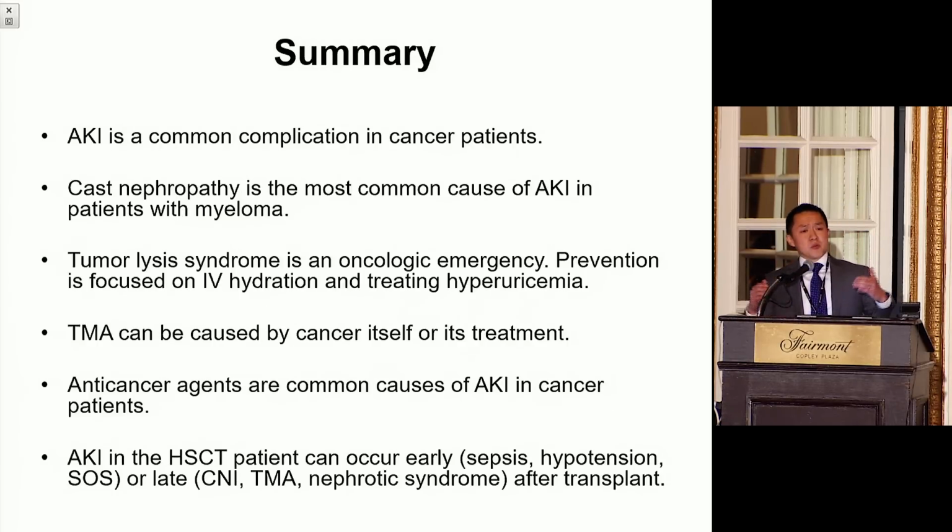So I hope I've been able to give you a concise overview of the different types of AKI that you might see in the cancer population. The main takeaway points I want you to realize are that AKI is common in this population. Calcium nephropathy is the most common cause of acute kidney injury in patients with myeloma. Remember that tumor lysis is an oncologic emergency. The most important thing to do is to try to prevent this from happening, and this is done by aggressive IV fluid hydration and the use of hypouricemic agents.